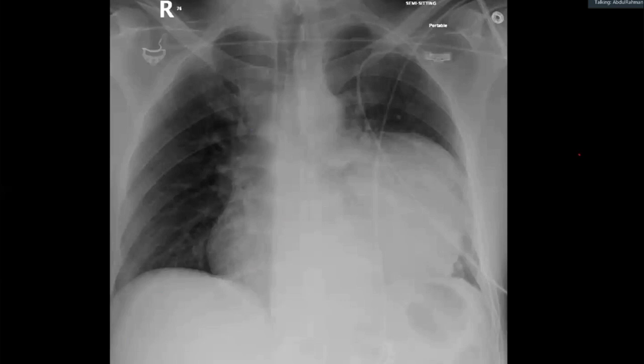Could it be anywhere else? Apart from the mediastinum, within the lung? Do you think it's within the lungs? I don't think so. Okay, so you've talked about mediastinum, lungs, where else can it be?